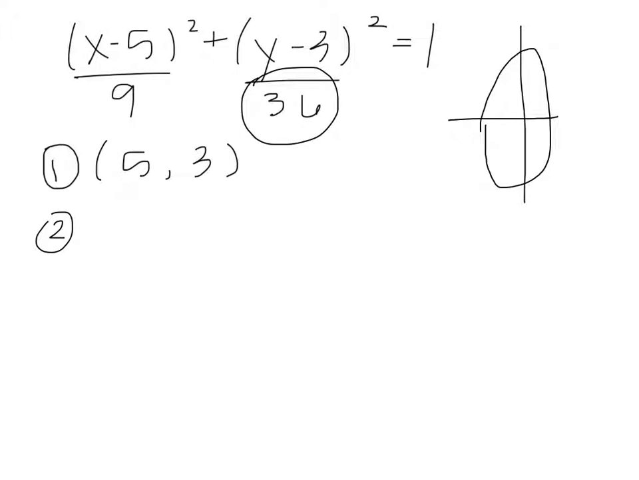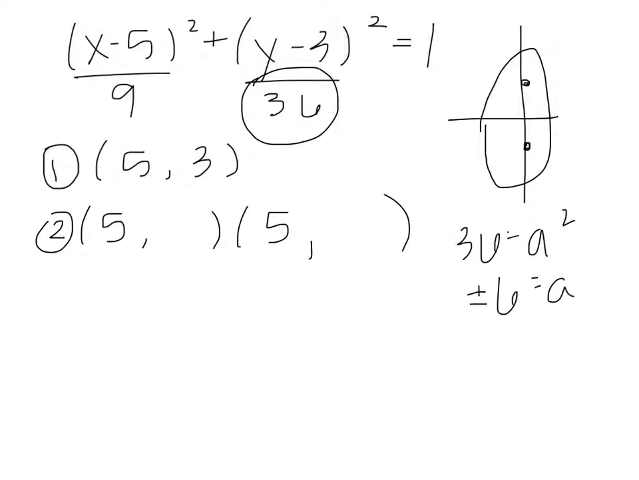So to find our majors, we're going to leave our x values because we have changing y values right around here. Okay. And so we know that 36 is equal to a squared, so plus or minus 6 is equal to a. So we're going to add 6 to 3, and we're going to get 9, and we're going to subtract it, and we're going to get negative 3. So those are our major vertices.